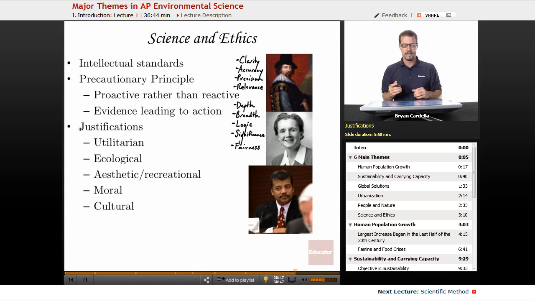Justifications in terms of making environmental changes and doing these things to solve the environmental problems we have, there are many ways to justify it. So utilitarian works in this way. If it benefits individuals on a local scale and even broader than that, that has to do with a utilitarian point of view. So think about it this way.